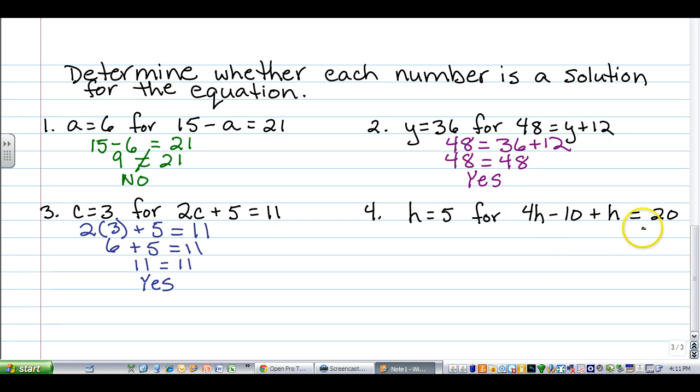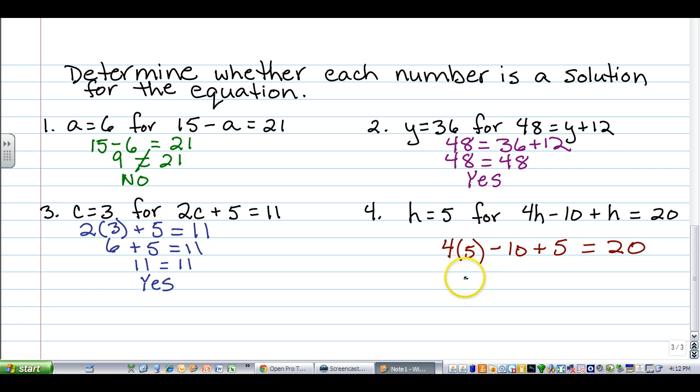And it's a little longer equation, but you still do the same thing. H is going to equal 5. And the question is, is 5 a solution for this equation? When I plug in 5, and now notice I have 2 places where there is an H. So that means I've got to put 5 in both of those places. So I'm going to put 4, this means to multiply, times 5 minus 10 plus H again, and H equals 5. And all of that, we're going to see, does that equal 20?